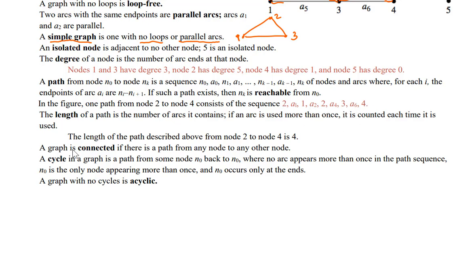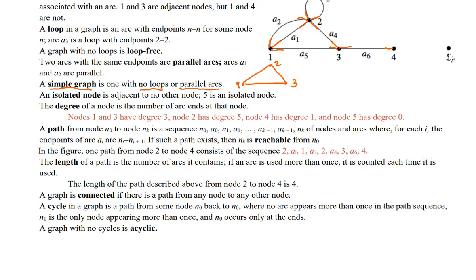A graph is connected if there is a path from any node to any other node. So this one here is not a connected graph because we cannot reach 5.